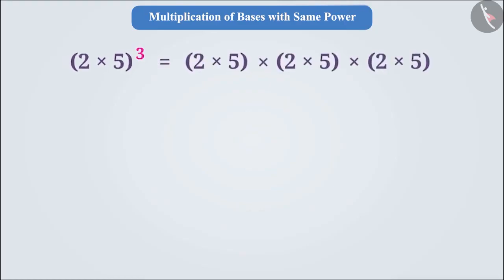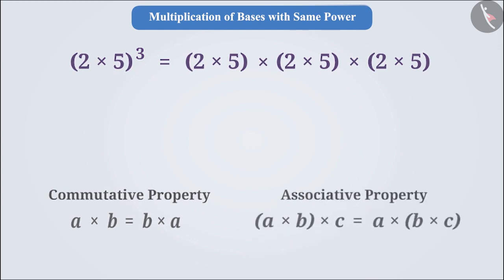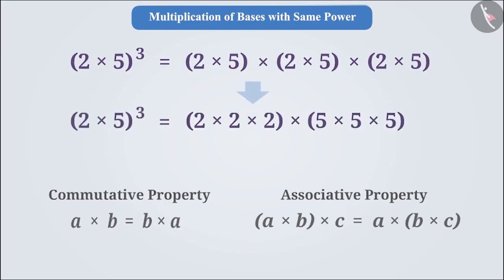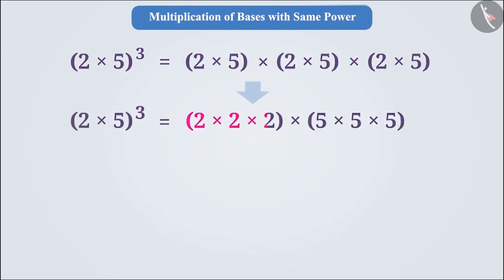Now let's understand how to multiply bases having the same power. Suppose we have to simplify 2 into 5 to the power of 3. Since the power is 3, we will multiply 2 into 5 three times by itself. For multiplication, we can use either the commutative property or the associative property so as to change the order and set of numbers. So, we will define the numbers in this way. Here, 2 is multiplied by itself 3 times, so we can represent it as 2 to the power of 3. In the same way, we can represent 5 as 5 to the power of 3.